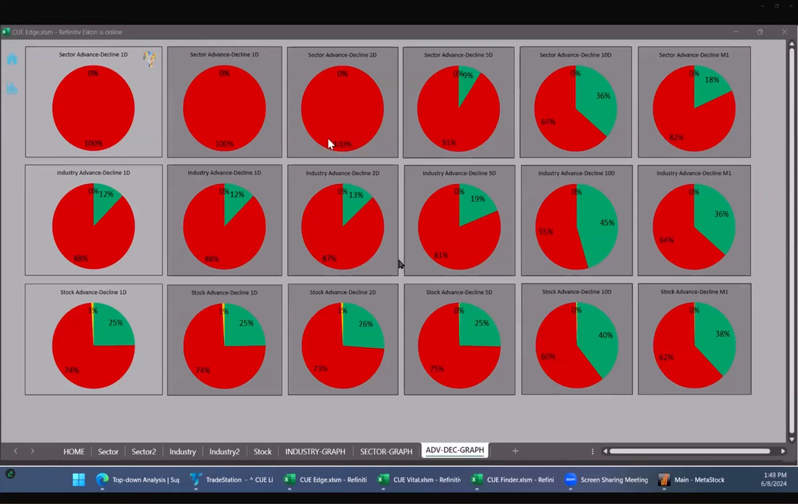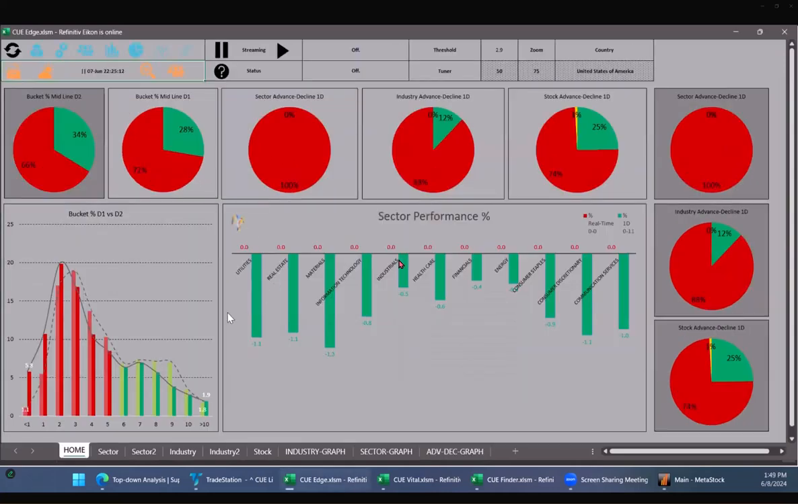Under the hood, breadth is of utmost importance. That is telling it is not time to buy. We could stand aside. We could look for shorts. Bucket analysis. We could look for shorts, but is it oversold? No.